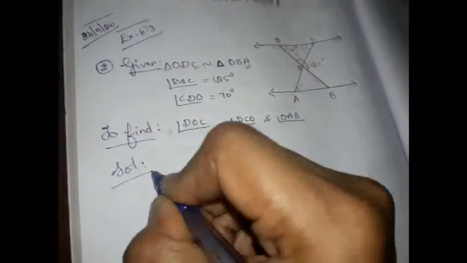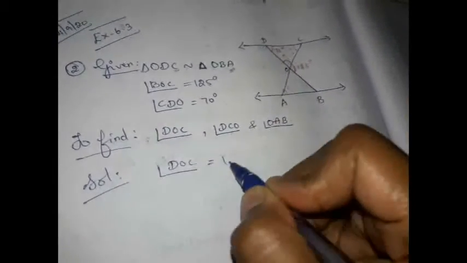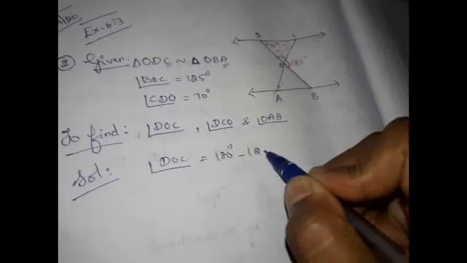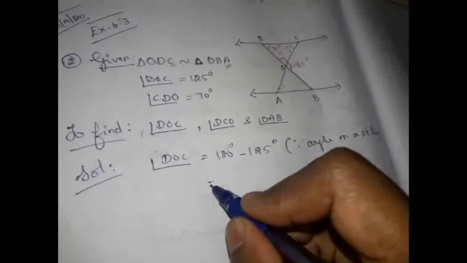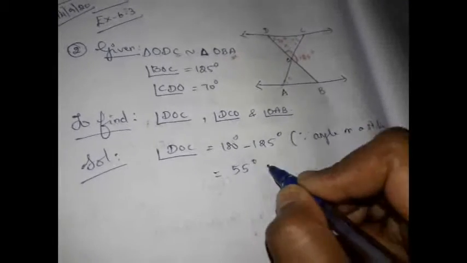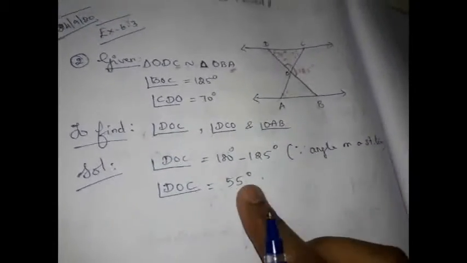So this is how we are going to solve this problem, right? So how will you present your answer here? Angle DOC is equal to 180 minus 125, since angle on a straight line, right? So what is 180 minus 125, which is 55 degrees. Therefore angle DOC is equal to 55 degrees.